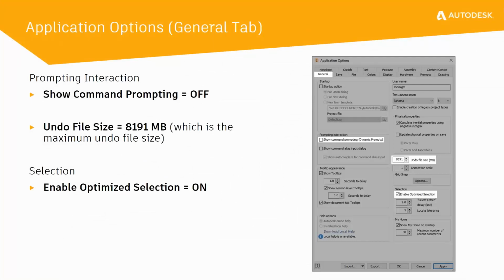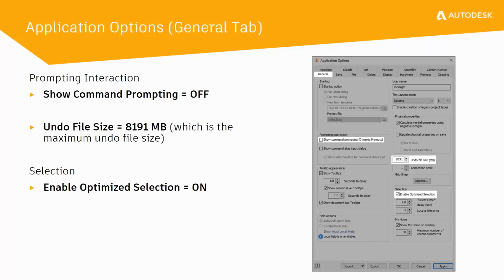Firstly, if we go to the General tab, here we want to make a couple of changes if they're not already set by default. We want to make sure that Show Command Prompting is switched off or deselected.